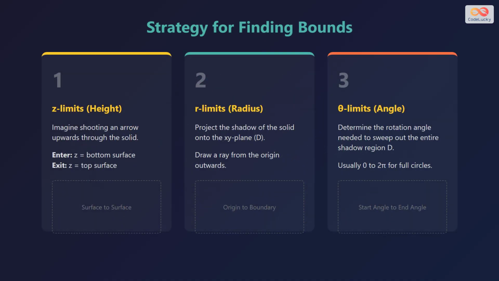Setting up the bounds can be tricky, so here is a 3-step strategy. First, find the z limits by imagining an arrow shooting up through the solid. Where does it enter and exit? Second, project the solid's shadow onto the xy plane to find the limits for r. Finally, determine the angle theta needed to sweep out that shadow, which is often 0 to 2 pi for full circles.